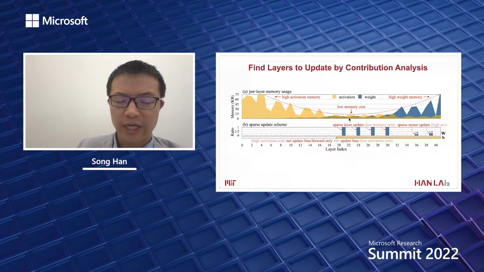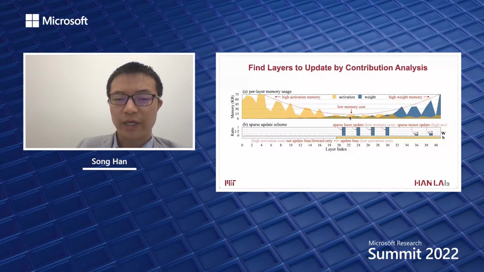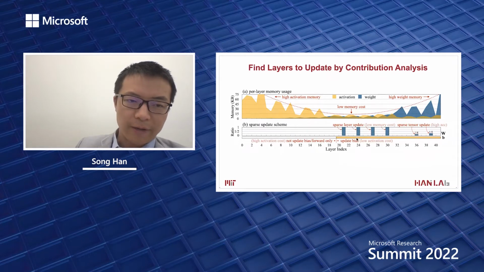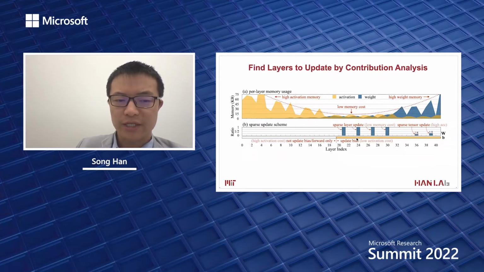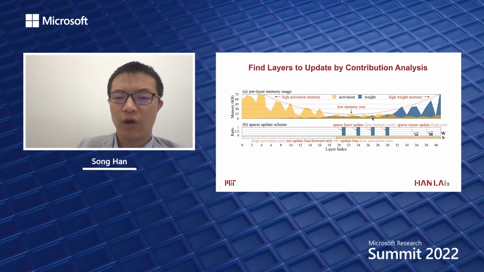So a sweet spot is actually the middle layers, where the activation and the weight are not too large. We can afford to store those intermediate activations, and we don't need to update a lot of weight, just like the later layers. As a result, our contribution analysis finds the optimal solution to update. This is layers like 21, 24, 27, and 30. Okay, they are fully updated because the size of the weight is relatively small.